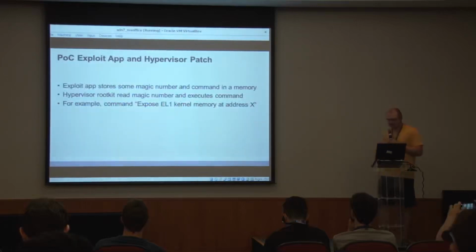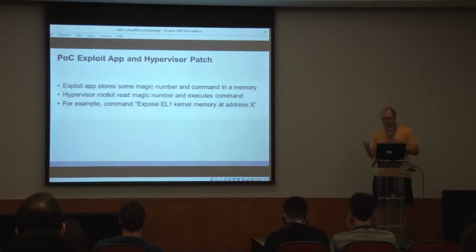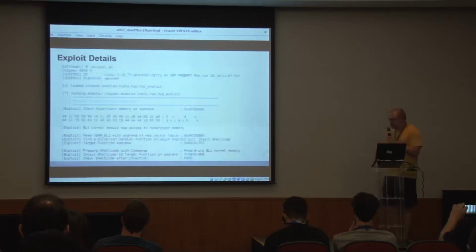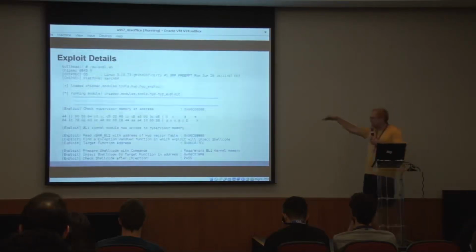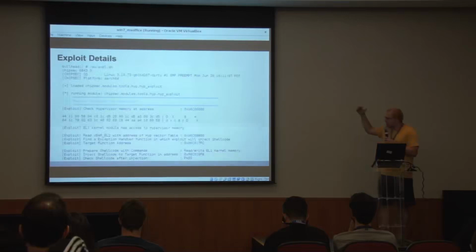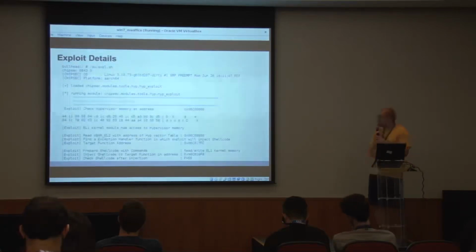Then we designed a protocol between the application and the hypervisor. If the application stores some magic number, then we know that after this magic number there is a command which is supposed to be run in the hypervisor. So now we run the exploit. The exploit basically finds that the hypervisor is open from the kernel. It patches the vector table. Then it checks that the shellcode is stored there, and then it just leaves it as is.